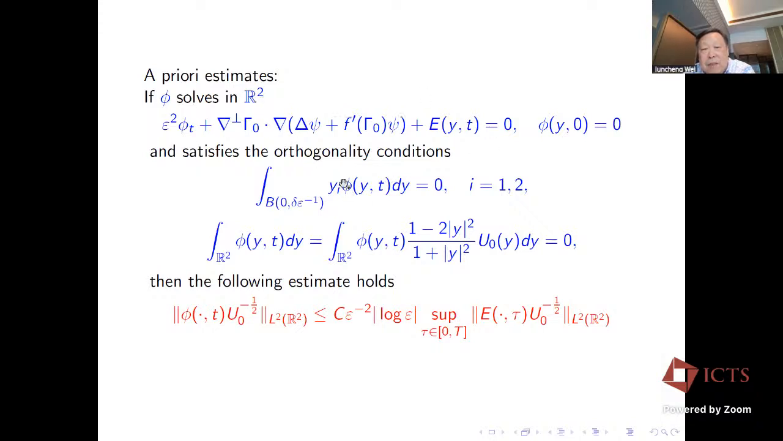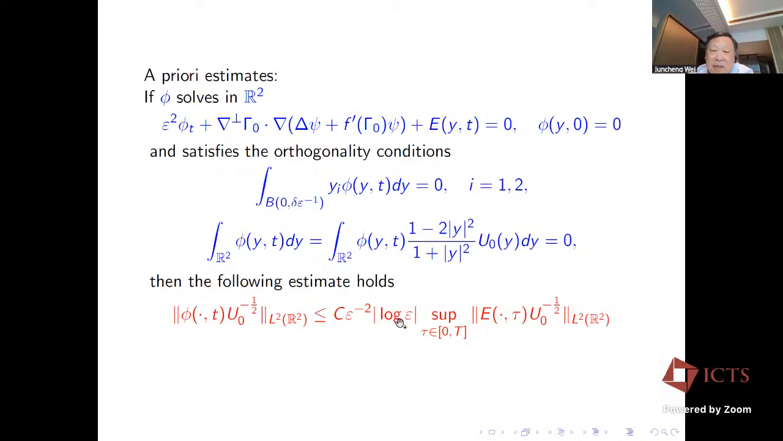And we assume that phi is orthogonal to the translations and the rotation, the scaling, right? This is the scaling. And then we have this L2 estimate. And you lose epsilon square, okay? Because of the epsilon square. But we still get the L2 estimate.